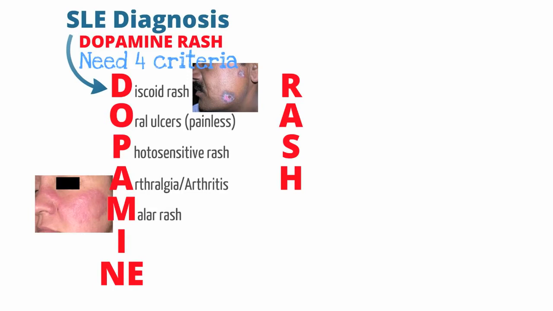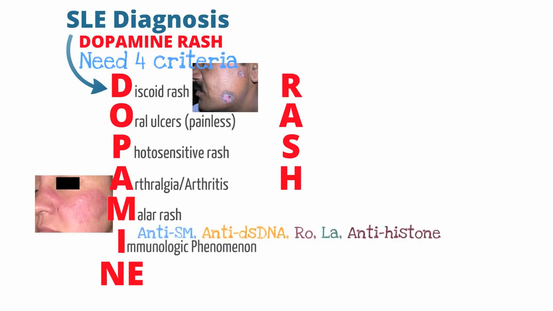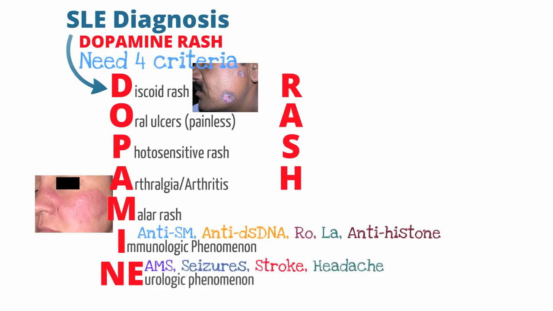In addition to rashes, another criteria is immunologic phenomenon. Immunologic phenomenon include detection of anti-smooth muscle antibody, anti-double-stranded DNA, anti-Ro and anti-La, otherwise known as SSA and SSB. Finally, if lupus is drug-induced, you may see anti-histone antibodies. The next criteria are neurologic phenomenon. Patients can develop altered mental status, seizures, stroke, and headache.